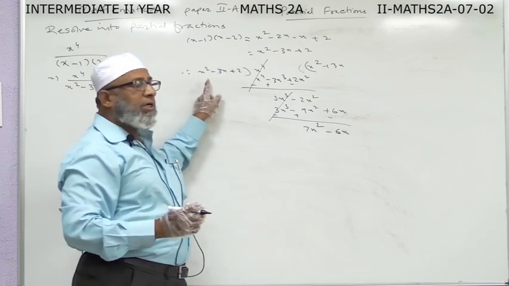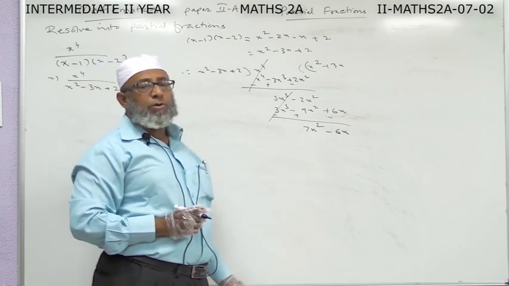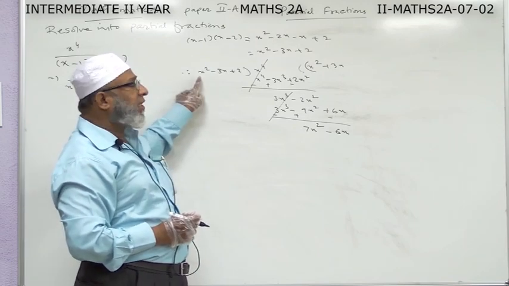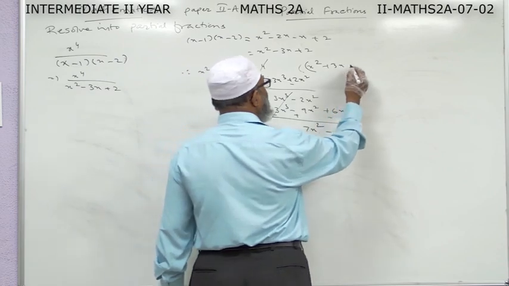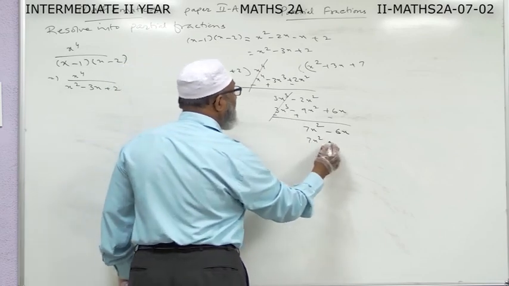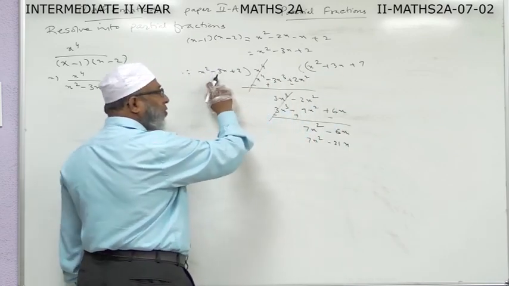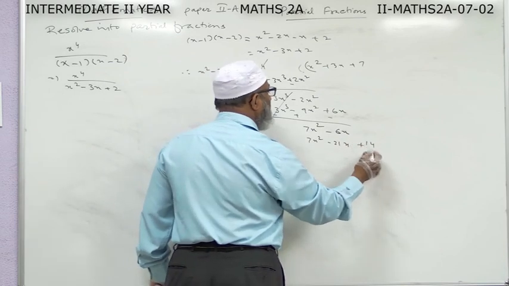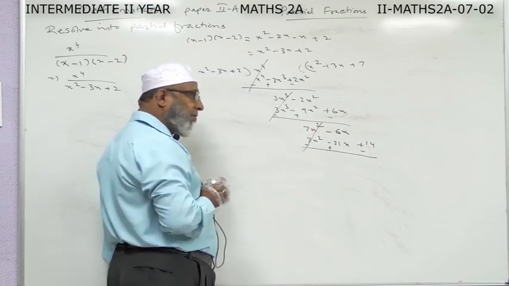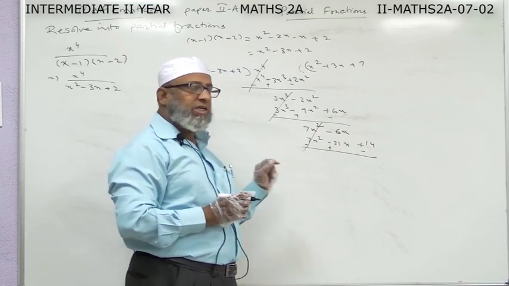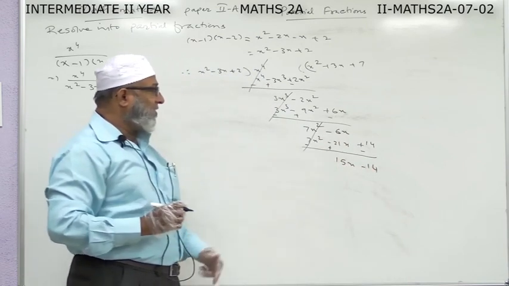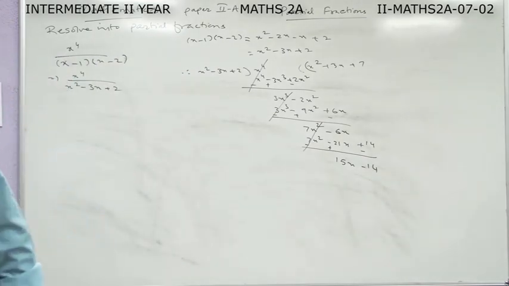Again, here the power is 2, here also the power is 2. It has not been converted into the proper one. So again, I have to multiply by some number. What is that number? Here x square is there, x square is there, so I have to multiply by 7. 7 into this, 7x square. 7 into this, 21x. 7 3 is 21x. 7 2 is 14. So plus becomes minus, minus becomes plus, plus becomes minus. Again, this will be cancelled. So 21x minus 6x is equal to 15x minus 14.